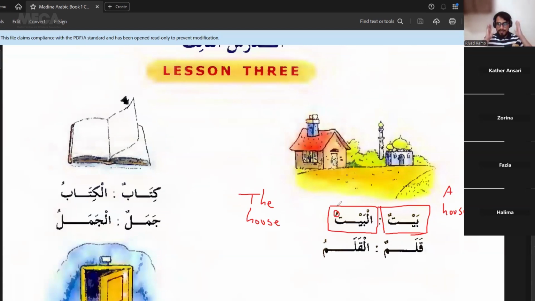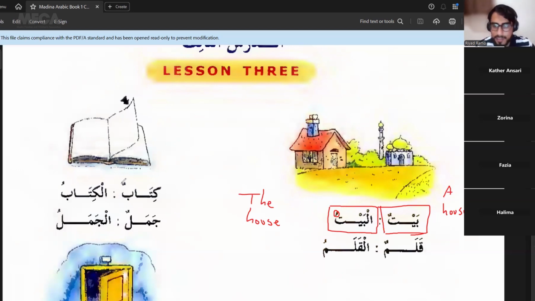I still hear sometimes someone says Al Baytun. It's wrong in Arabic. No, Al Baytu. Baytun, a house. Al Baytu, the house. I'm sure everyone understands it, but pay close attention and don't rush. Don't rush when you read or say it out loud. Just think how to pronounce the ending vowels.